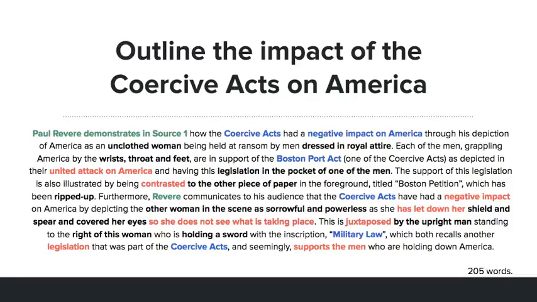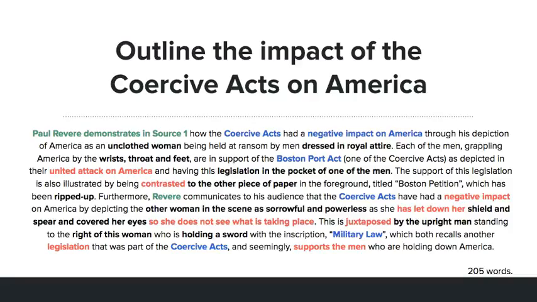Remember, in the SAC and in the exams, this task word outline comes up time and time and time again. So we have to be able to identify what outline means. Outline means synthesize. Take all the parts of that image and create a response. What are you responding to? Well, you're responding to the question, which is, what is the impact? Outline the impact of the Coercive Acts on America.